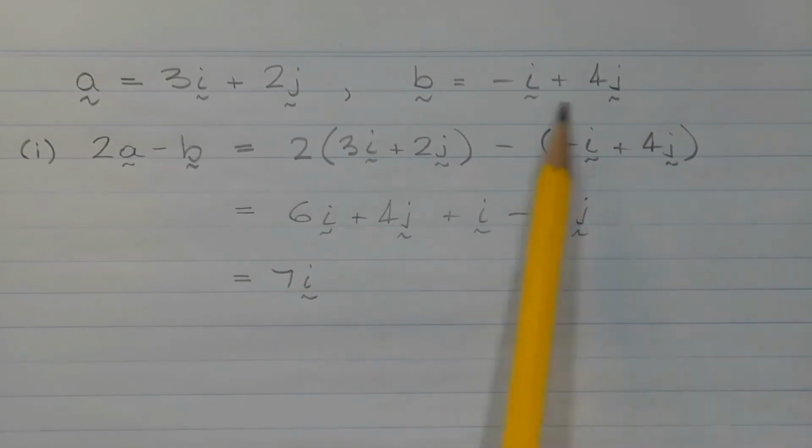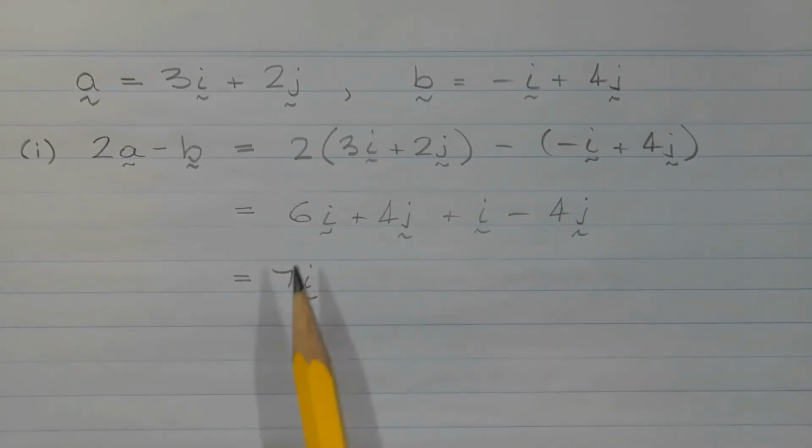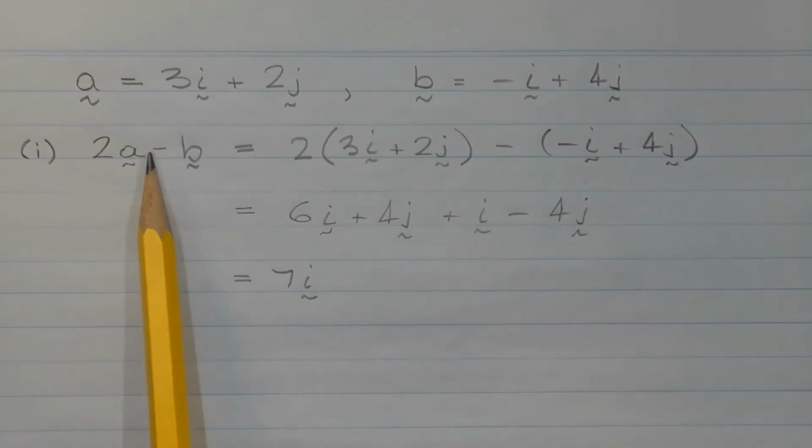Now we can treat this as regular algebra. We expand the brackets and collect like terms. So expanding the brackets, we get 6i plus 4j plus i minus 4j. Now the plus 4j minus 4j add to 0, and 6i plus i is equal to 7i. So 2a minus b is equal to 7i.